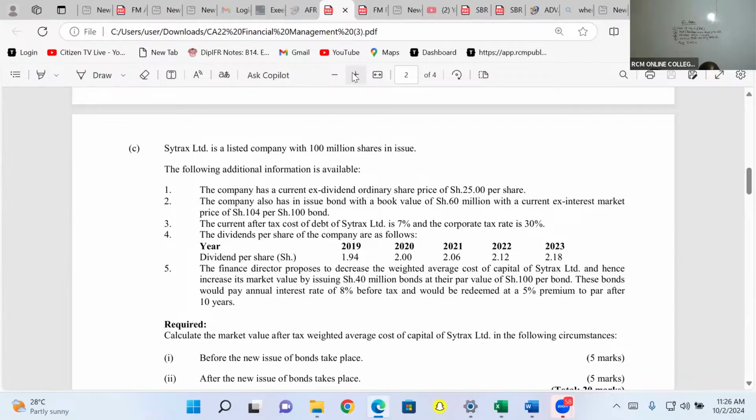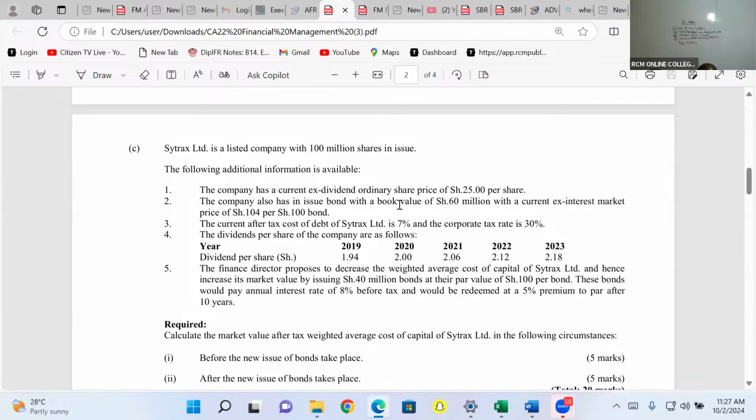Note 2: the company also has in issue bonds with a book value of 60 million, with a current ex-interest market price of 104 per 100. The current after-tax cost of debt of CIFA Limited is 7%, and the corporation tax rate is 30%. Note 4: the dividends per share of the company are as follows. You can see the years 2019 to 2023 and the dividends per share there.